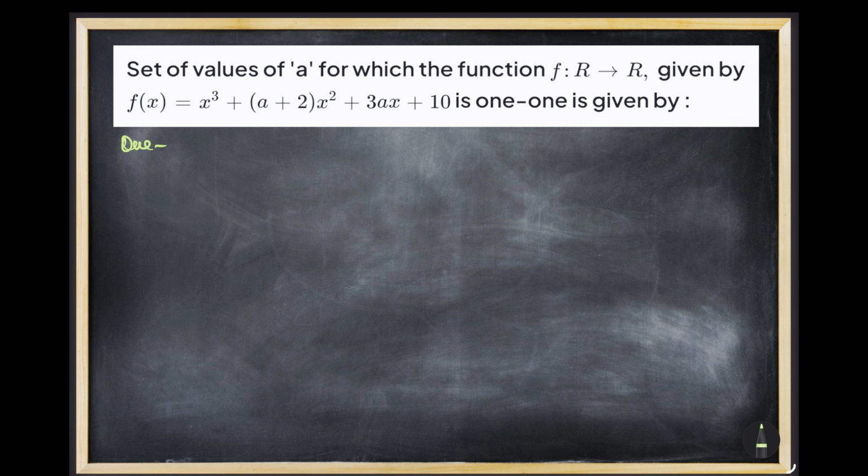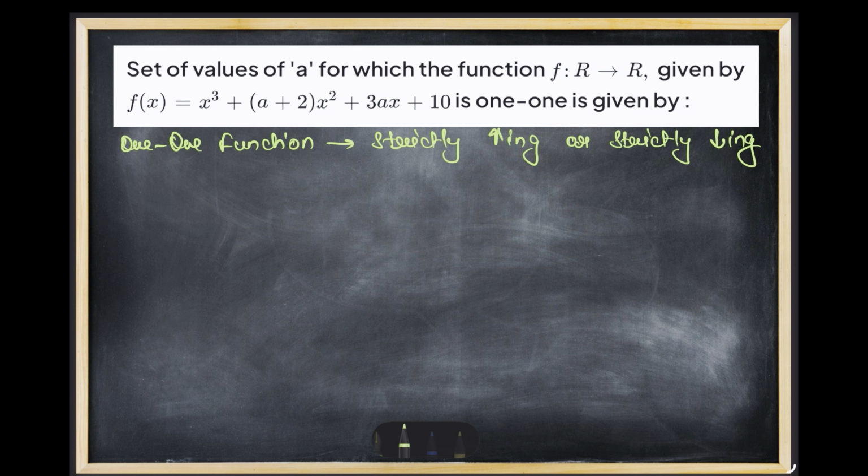So for a 1-1 function, it should be what? Strictly increasing or strictly decreasing. Then only you can say that the given function is 1-1.